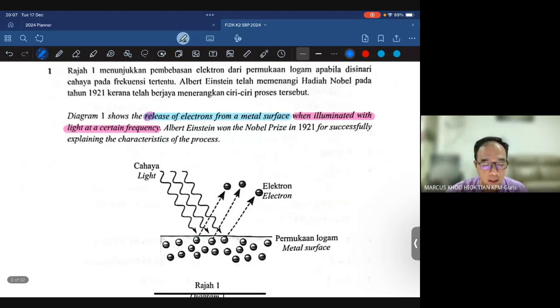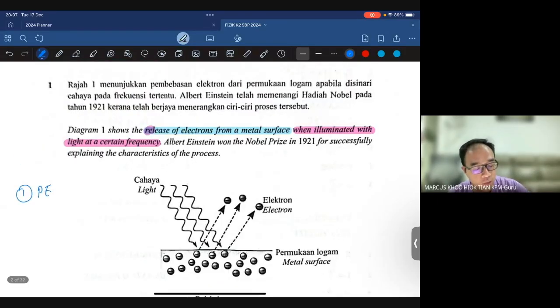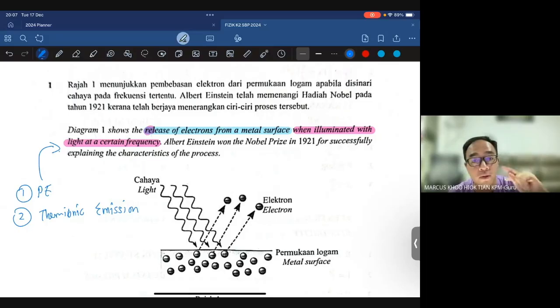Now, just to recap once again, we have two situations in our syllabus which involve the release of electrons from a metal surface. One is the photoelectric effect. Ini saya sudah cakap. The definition of photoelectric effect is this: release of electrons from a metal surface when illuminated by a light of a certain frequency. The second one is thermionic emission, pancaran termion lah, which is chapter 5 in Form 5.